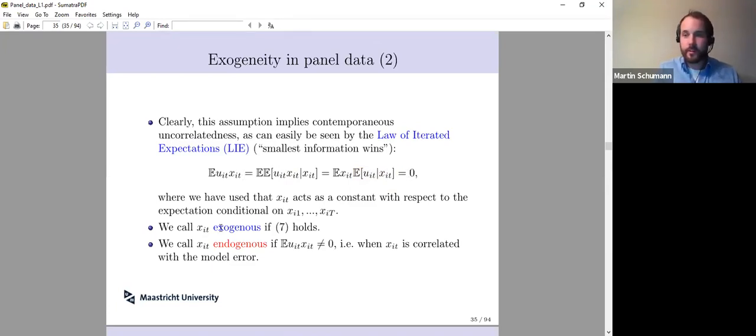If we have contemporaneous exogeneity, we call x_it exogenous, and we call x_it endogenous if x_it is potentially correlated with the model error. So you see that it's not precisely logical opposites, but endogenous in the literature everywhere means that you also have inconsistency of the pooled OLS estimator, and therefore we say endogenous if this condition is true.